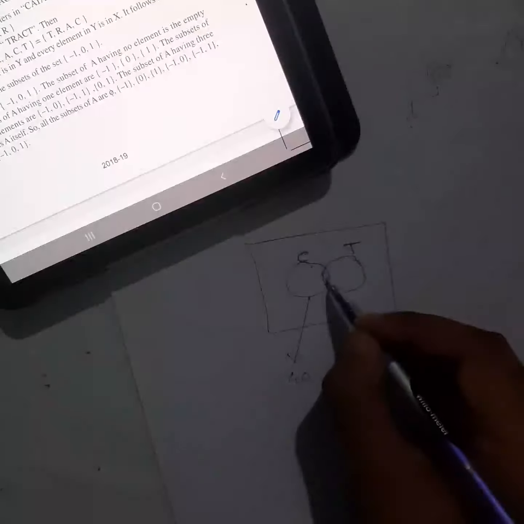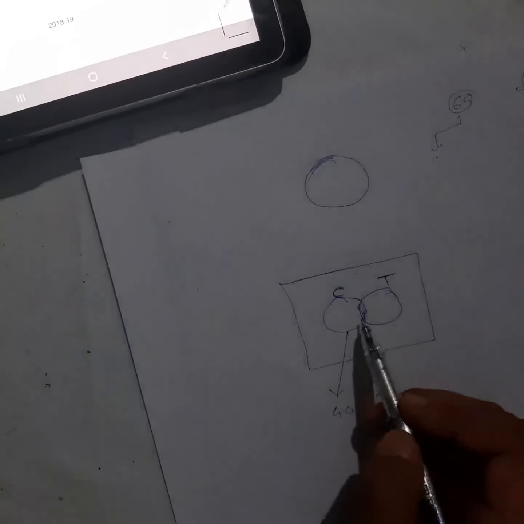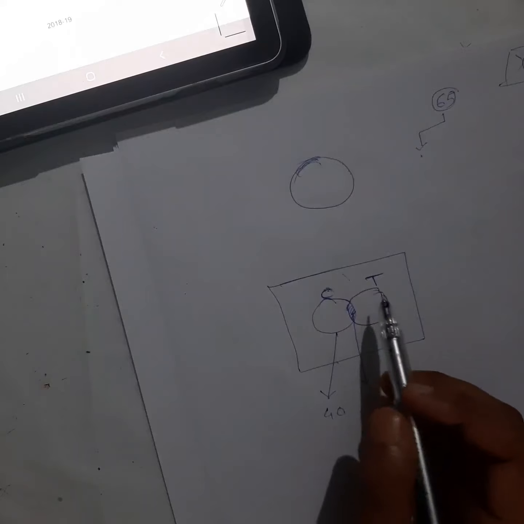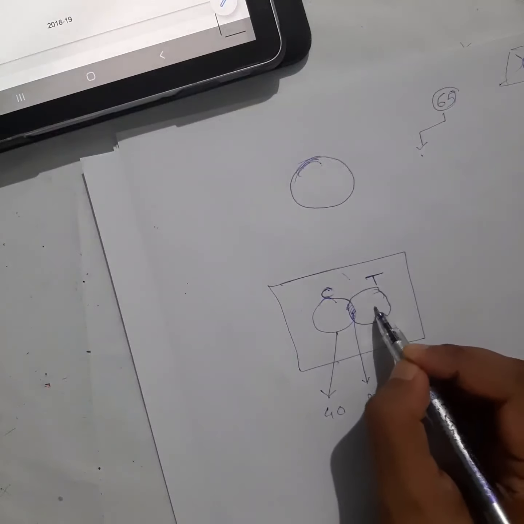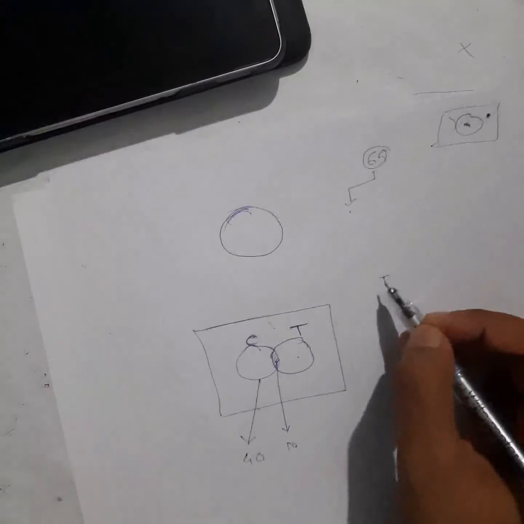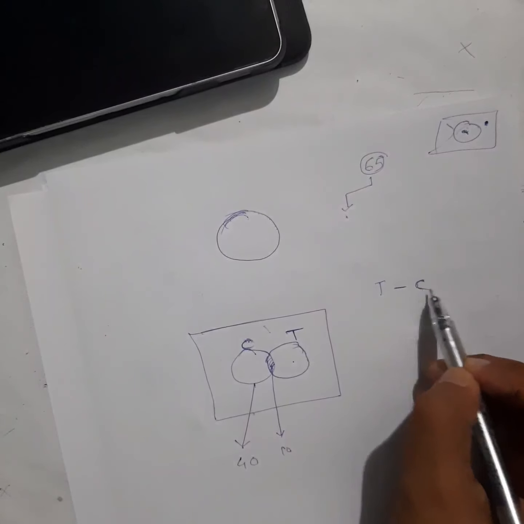So according to the question, what they have given: people who like cricket is 40, who like both, this portion is given, is how many? 10. Now they have asked you, see carefully, how many like tennis only, not cricket. So according to the Venn diagram, which portion will it be? How many like tennis only but not cricket? So see carefully, tennis only not cricket means what? How many people like tennis but not cricket? Means this one.